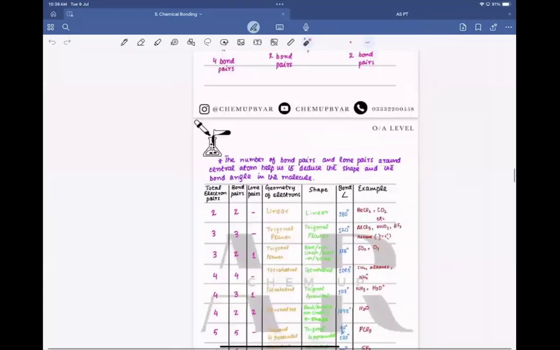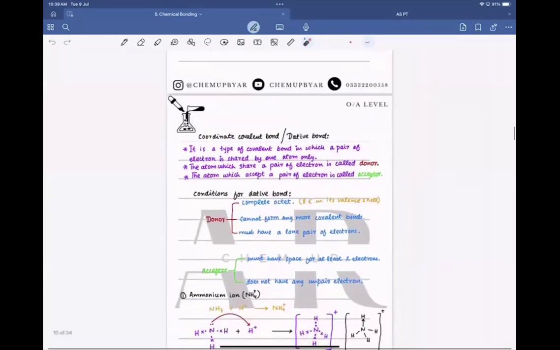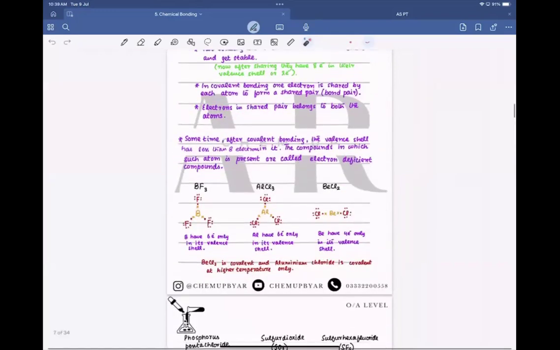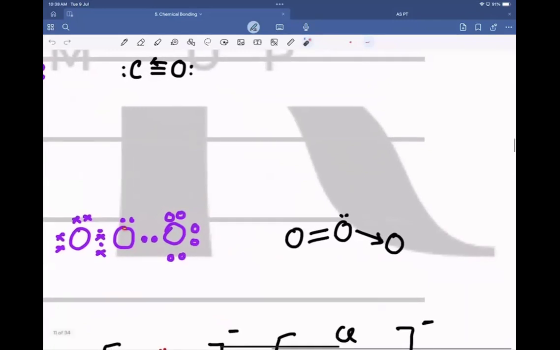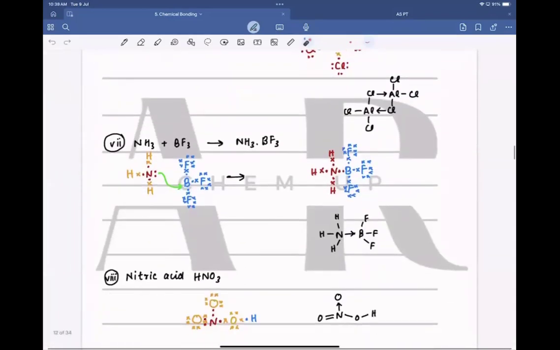The ozone, if you see, let me show you. Dative bonding, we have discussed it. See, if you look at this oxygen, it has one lone pair and two bond pairs, right? Yes, sir. So that's why the angle decreases from 120. Is this clear? Yes, sir.